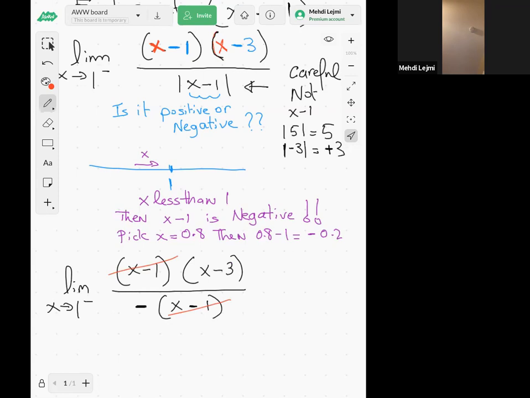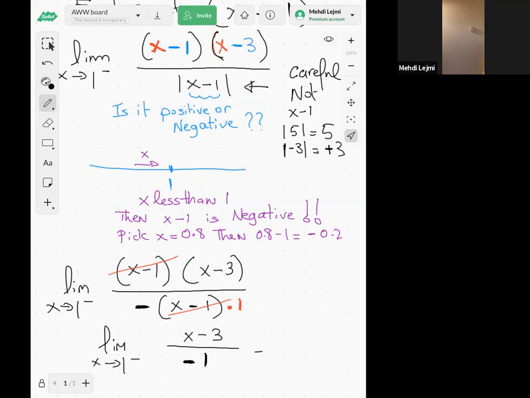Of course, when you cancel out this x minus one in the bottom, it's not zero in the bottom, it's one, because this is like x minus one times one, right? So this is the limit as x goes to one minus of x minus three in the top, and it's negative because of this negative here, negative one in the bottom. Okay, so you're done with the simplification.